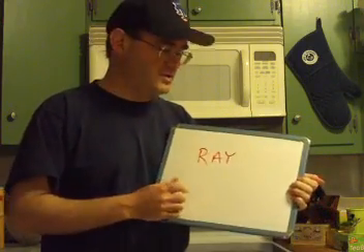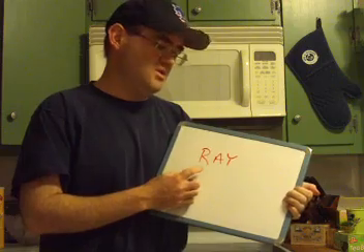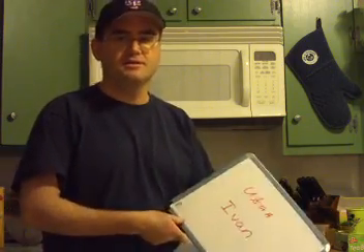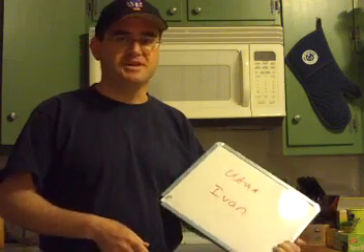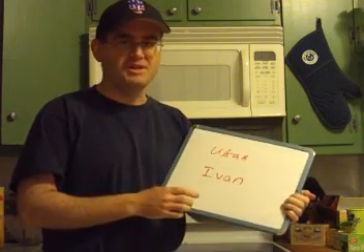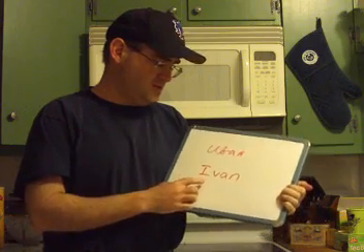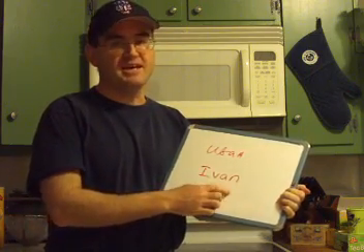So in English, it's important to know how to say your name and spell your name. For example, my name is Ray, so I would spell it R-A-Y. If your name was Ivan, and in English we would probably say Ivan, you would say, oh, my name is Ivan. Меня зовут Иван. And you would say, I-V-A-N.